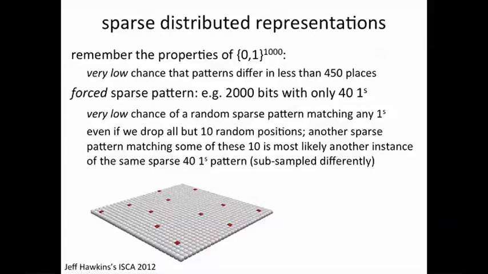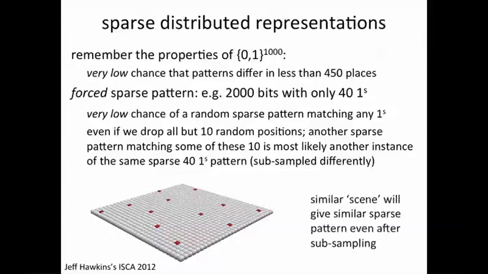Now, it's not clear why this is important right now, but it'll become clear in a few minutes. What happens is that, say this was a particular pattern, and you view another similar scene, it'll give a very similar sparse pattern even after subsampling. So even after we get rid of 30 of the 40 ones, we'll still get a similar sparse pattern from two different instances of the same scene, or even similar scenes. However, if you see completely different scenes, the chance that the sparse patterns that we get match in a large number of positions is very small. And that's a very important part of these kinds of representations.